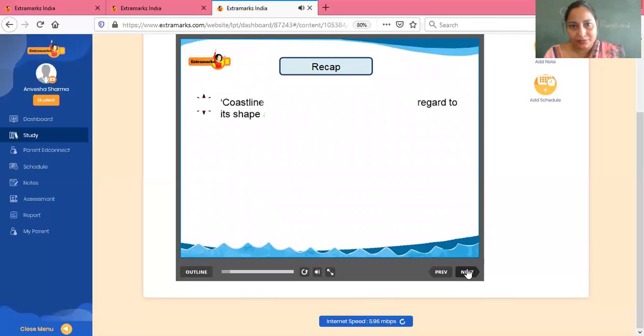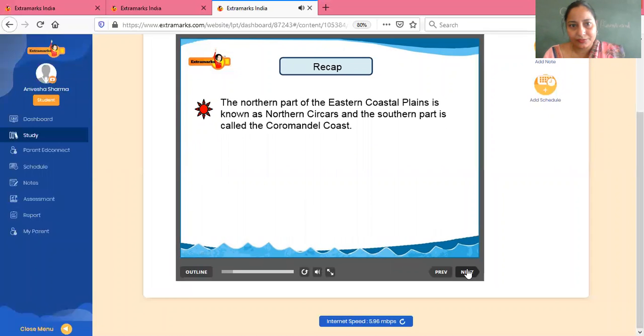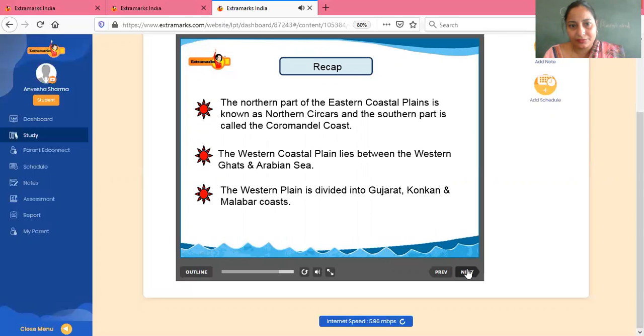Let's recap. Coastline means the outline of a coast with regard to its shape and appearance. A gulf is a deep inlet of the sea, partially surrounded by land, for example, the Gulf of Kutch and the Gulf of Khambhat. The eastern coastal plain lies between the Eastern Ghats and the Bay of Bengal. The northern part of the eastern coastal plain is known as Northern Circars, and the southern part is called the Coromandel Coast. The western coastal plain lies between the Western Ghats and the Arabian Sea. The western plain is divided into the Gujarat, Konkan, and Malabar Coasts. Both the coastal plains are very rich in agriculture.